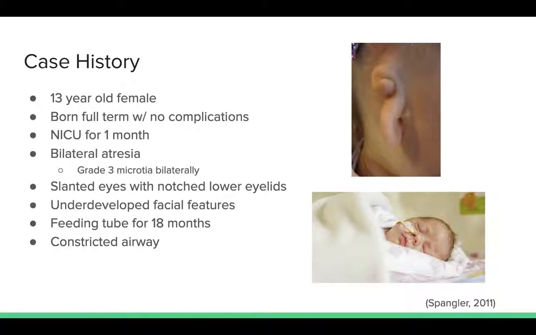For the next 18 months, she was tube fed and had a feeding tube because she had trouble with feeding and had swallowing issues. She also had a constricted airway, but she still had the ability to breathe on her own, but was closely monitored for that.